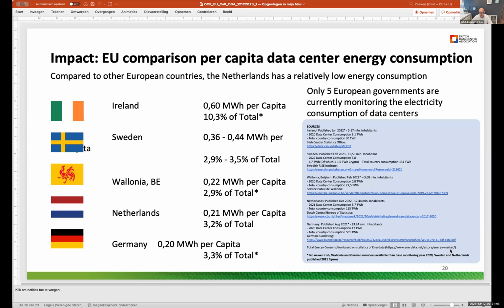Hopefully more central bureaus of statistics will monitor the industry. I think it's vital to monitor, because if you do energy efficiency, you also need to monitor.